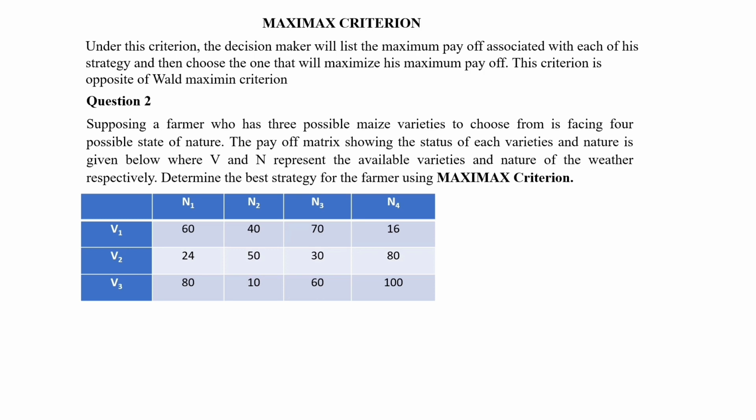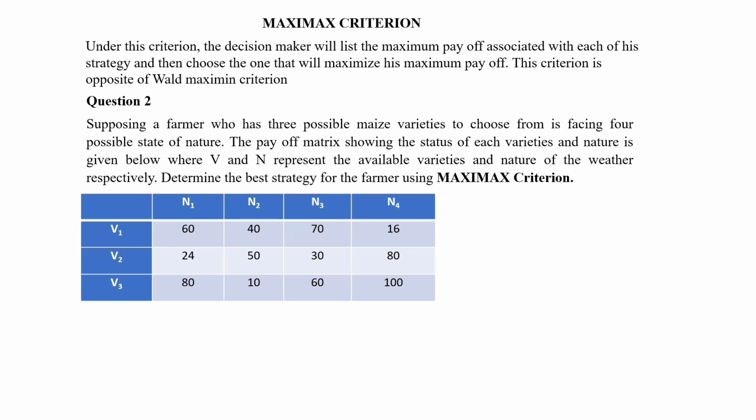Now we are given question number 2, which is the same question as what we have in the Maximin Criterion. Supposing a farmer who has 3 possible varieties to choose from. Now if you look at this question, the number of strategies that the farmer has is 3, which are the 3 possible varieties. Now this is the payoff matrix that they showed us, among how the various varieties of the maize perform under the 4 natures of the weather that we have. Now we are told to use the Maximax Criterion to find the best strategy for the farmer.